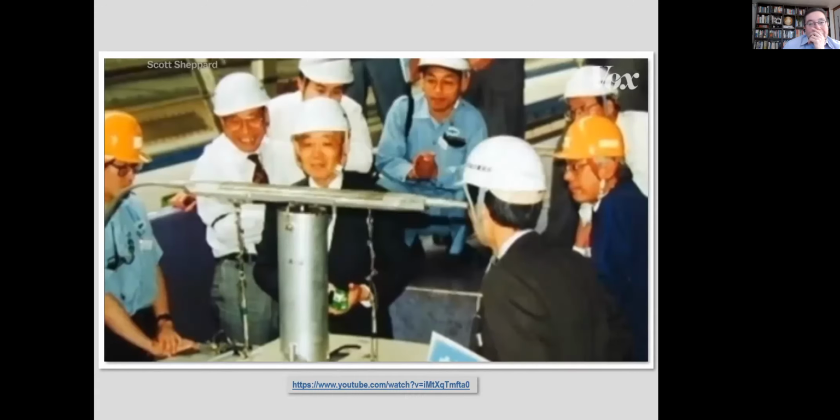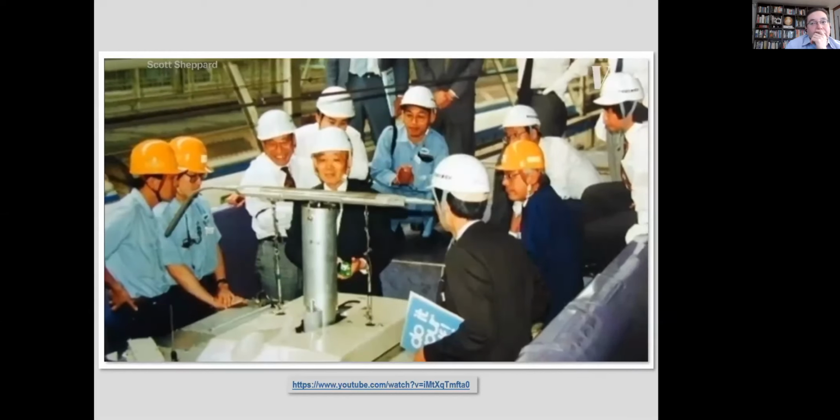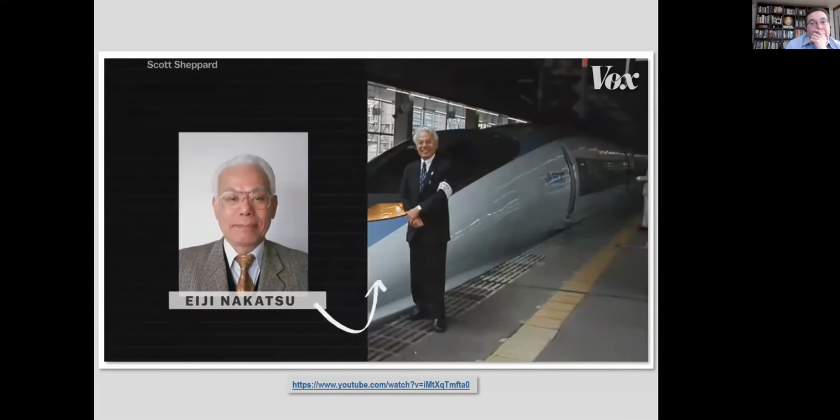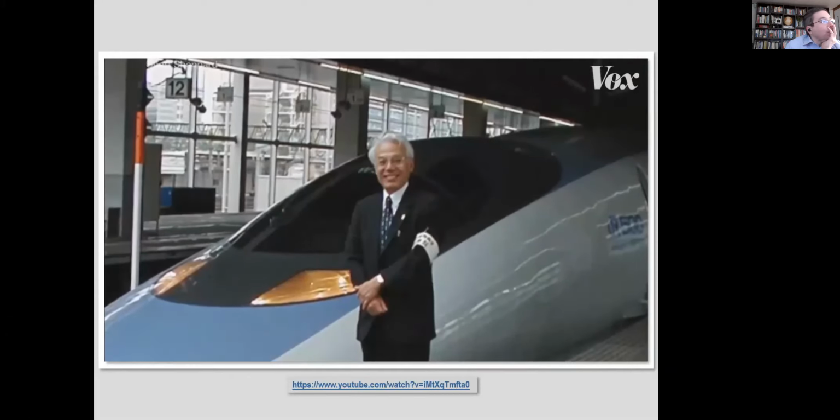So an engineering team was brought in to design a quieter, faster, and more efficient train. And they had one secret weapon. Eiji Nakatsu, the general manager of the technical development department, was a bird watcher.